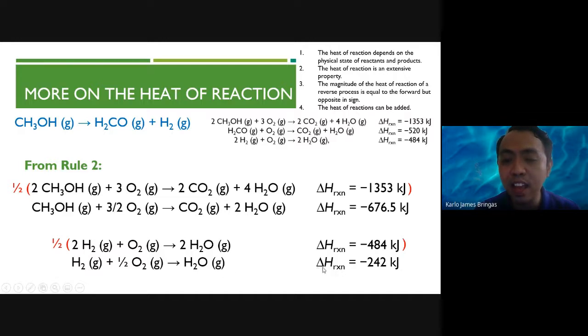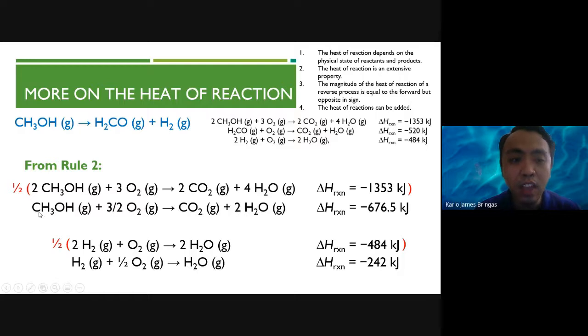And ang delta H Rxn niya is also done the same. We just simply divide this one over here by 2. So negative 484 kilojoules, we divide it by 2 to give us this one over here.